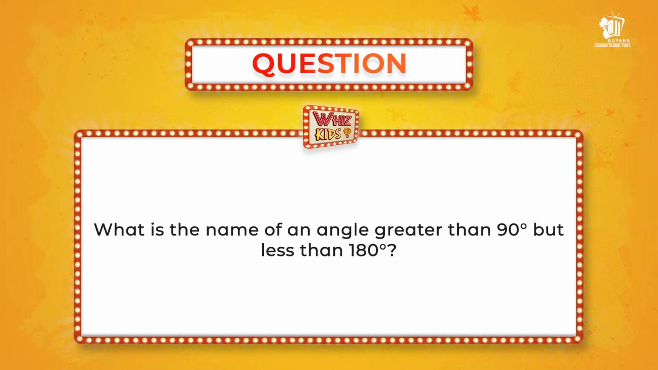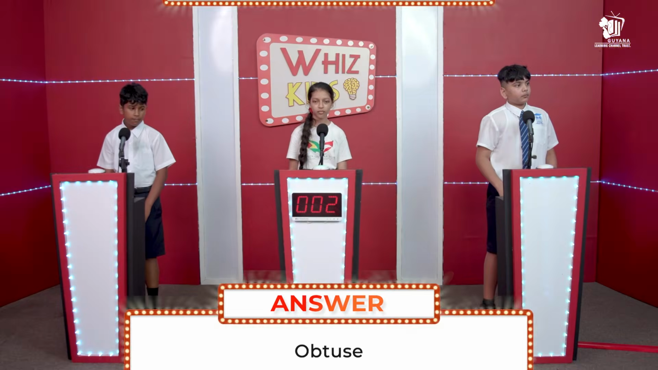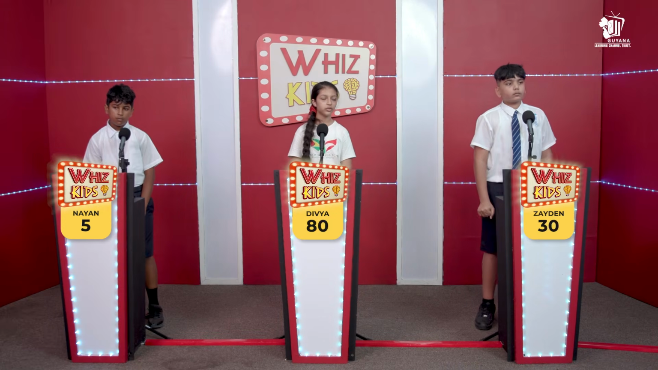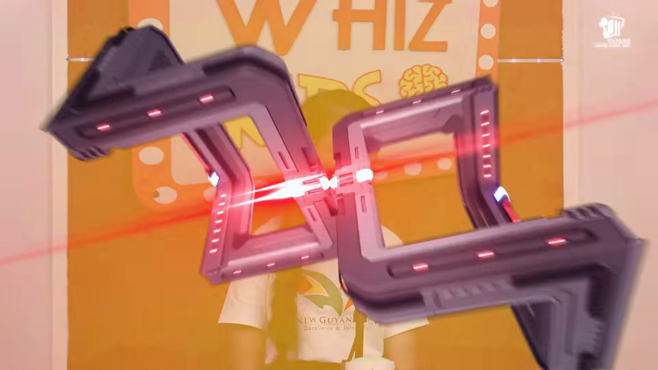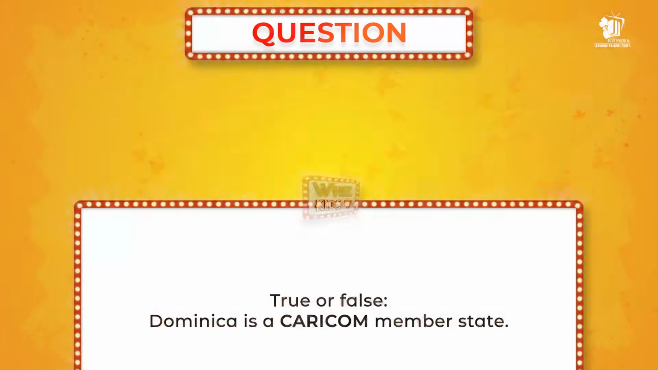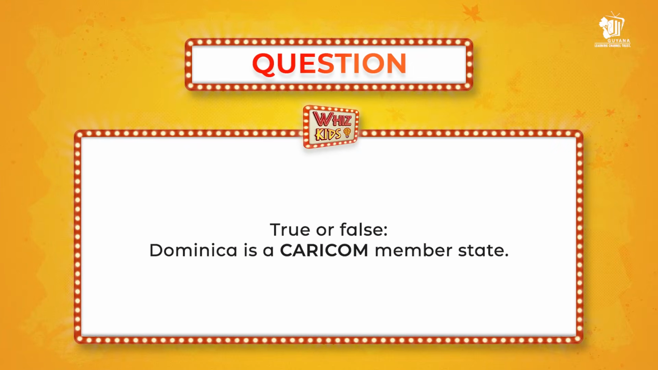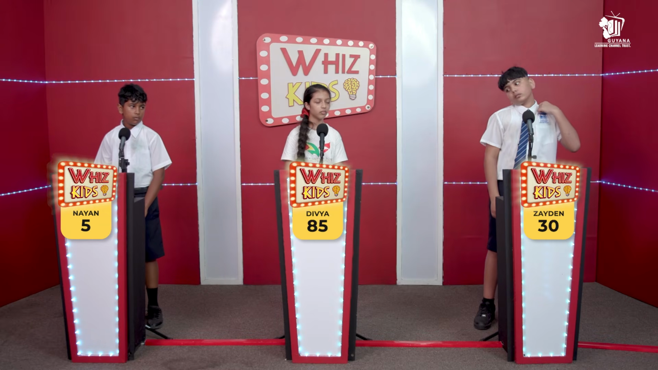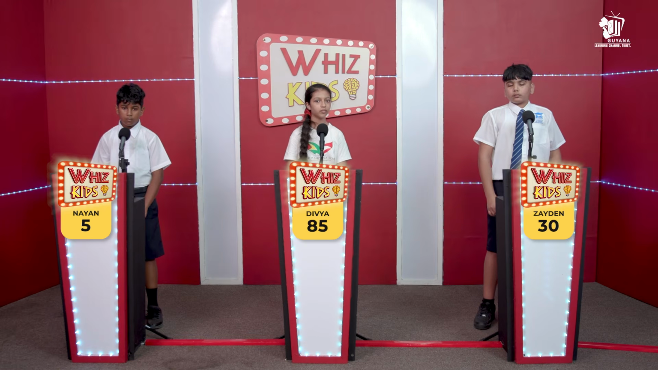What is the name of an angle greater than 90 degrees but less than 180? Divya. An obtuse angle. That is correct. Social studies, please. True or false? Dominica is a CARICOM member state. Divya. True. That is true. You are correct. Good job, Divya. Mathematics, please.